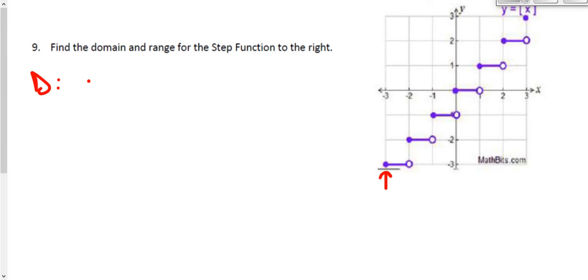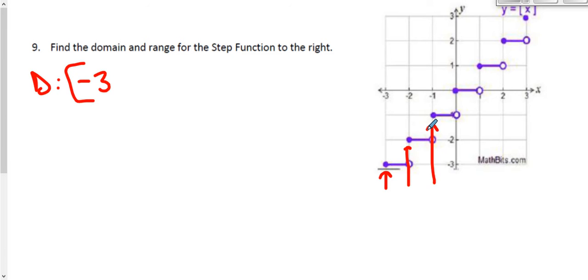It starts at -3. And I want to see if there are any x values that I have to skip on this graph. So it starts at -3. That's a solid circle, so it's included. Over here at -2, I can see that I have an open circle, but I also see that -2 is included in the function above it, so I haven't skipped that number.